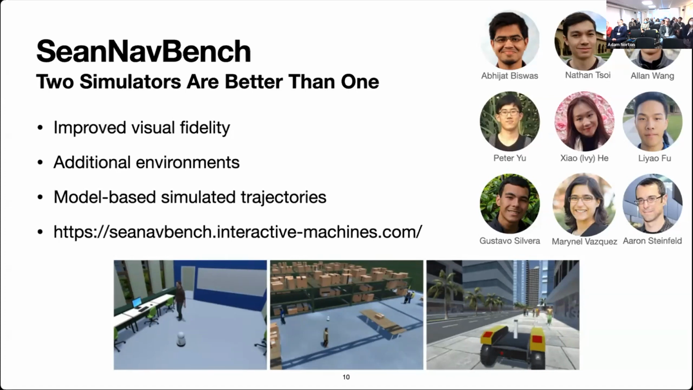And SEAN-Nav Bench is not purely based on this replay of data. It also allows you to have simulated trajectories, which I said before we didn't want, but actually it can be helpful as a comparison point. And you can find out more about that at this website, which is for a workshop that they ran at ROS last year.